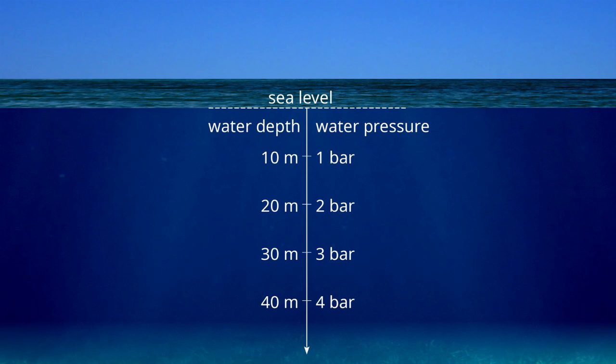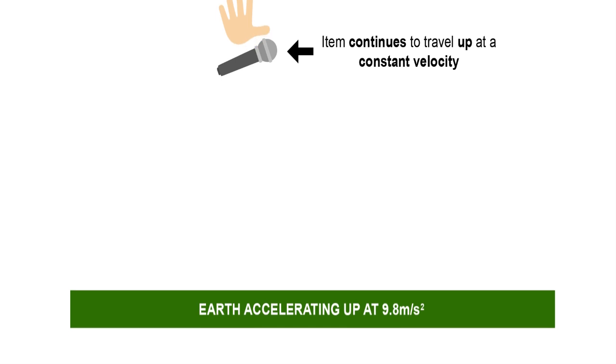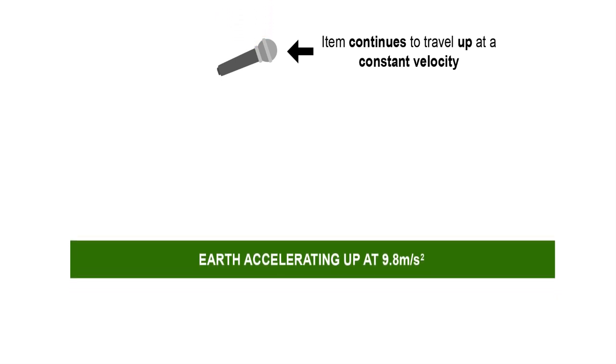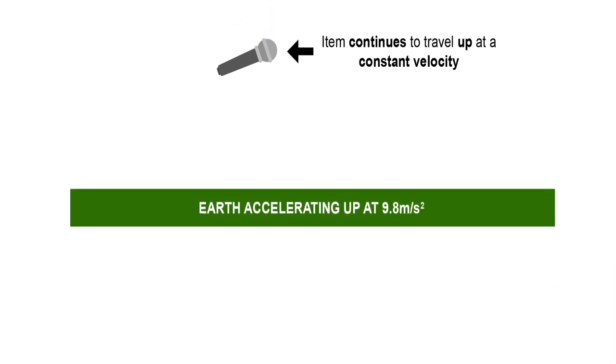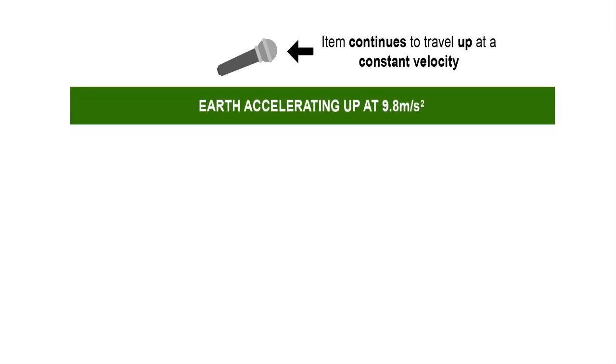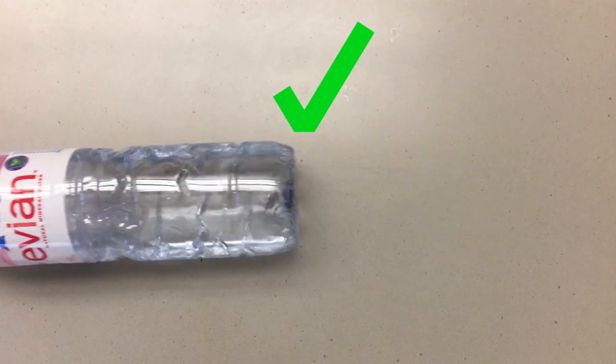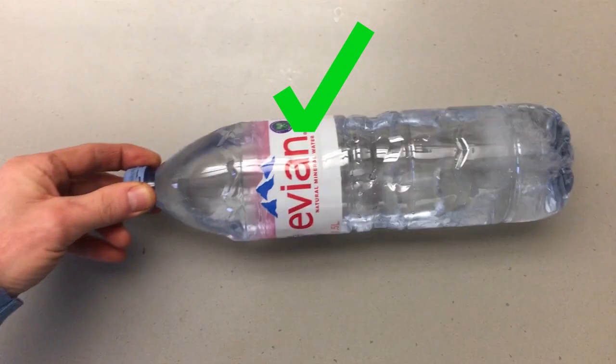Then, if we look at free fall, we see that the moment an item is released and the force is removed, it is no longer being accelerated by the Earth, and so it continues to travel at the velocity it was traveling at when released, while the Earth continues to accelerate up at 9.8 meters per second squared until the object hits the ground. This would match perfectly what we see in reality. And because the dropped item in free fall is moving at a constant velocity, it explains why the accelerometer reads 0 in free fall, and why there is no displacement in the bottle. With Earth accelerating upwards, everything adds up fine.